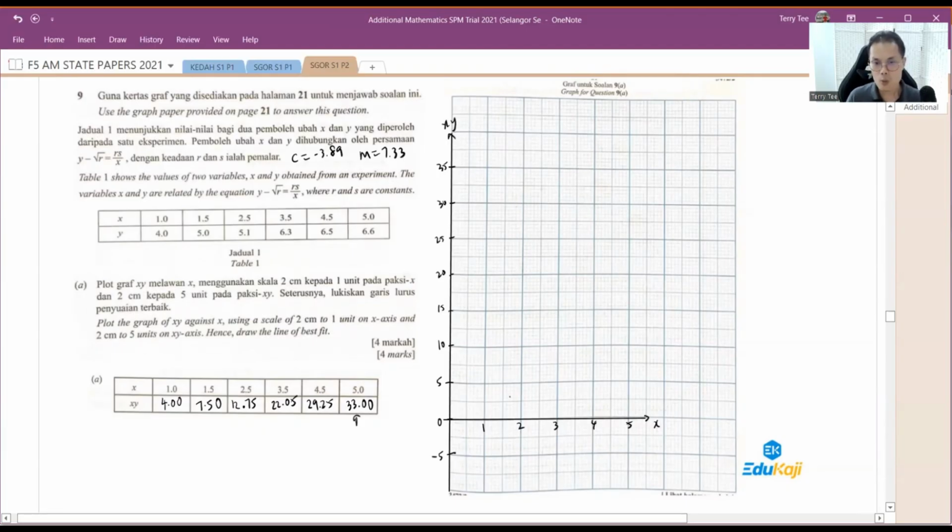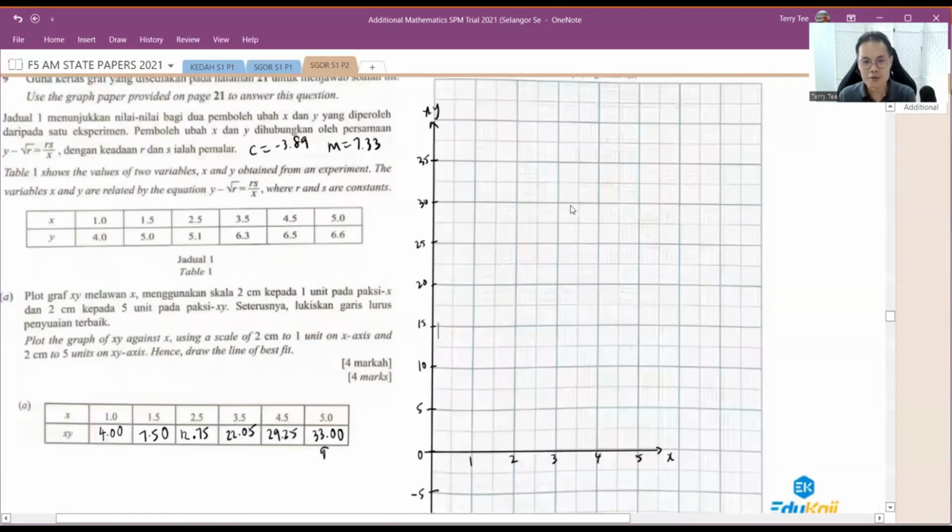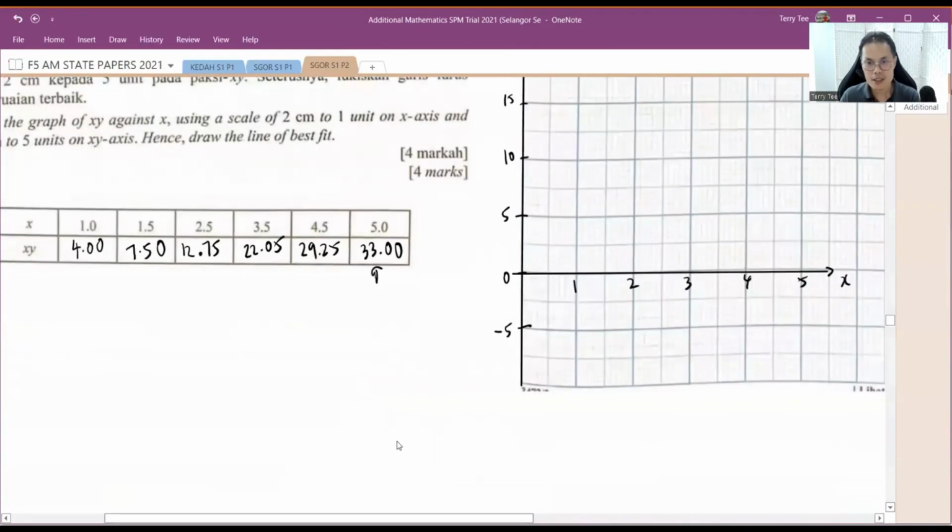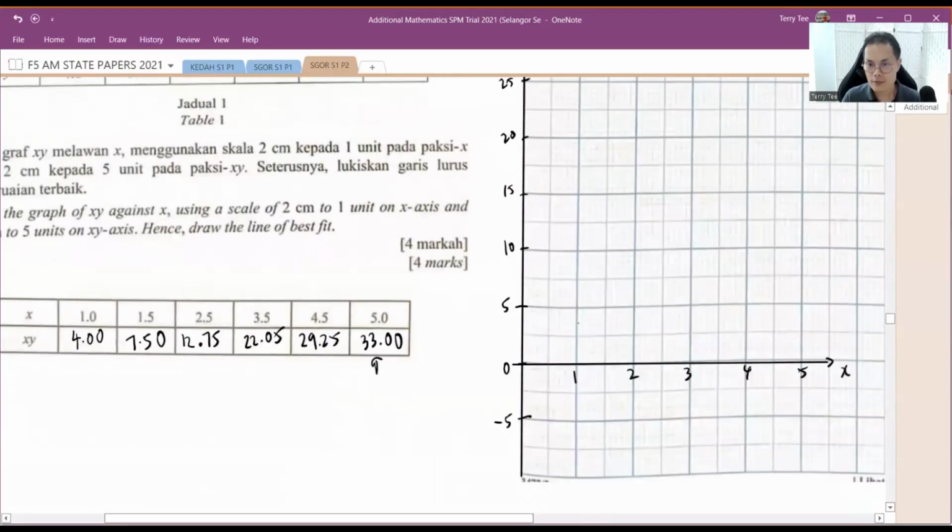Now let's plot 1 and 4. 4 is around here. I know it's a bit hard, so I'm going to zoom in a little to make it easier to see. The first point is 1 and 4, which is around here. 1.5 and 7.5, 7.5 is exactly in the middle. 2.5 and 12.75. Well, 12.5 is here, and this is 13, so 12.75 is a bit hard.